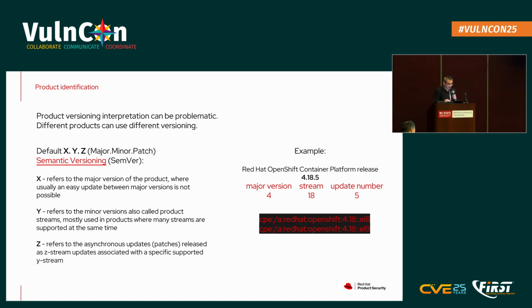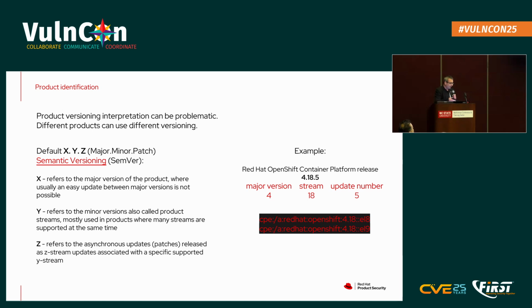Let's take a look at a real example. Red Hat OpenShift Container Platform 4.18.5. In this case, 4 represents the major version of the OpenShift Container Platform product. 18 is a supported stream, and 5 is the fifth update as a part of the 4.18 stream.